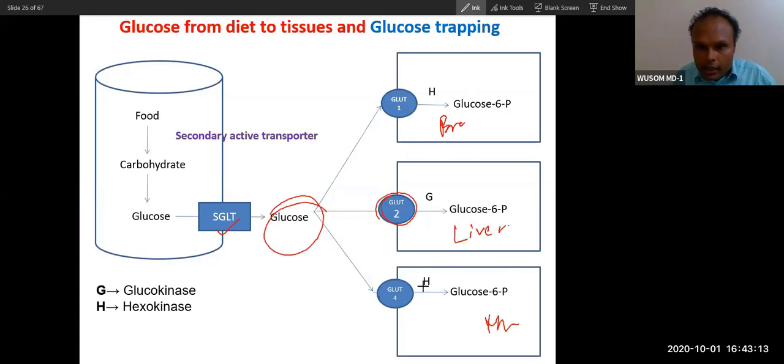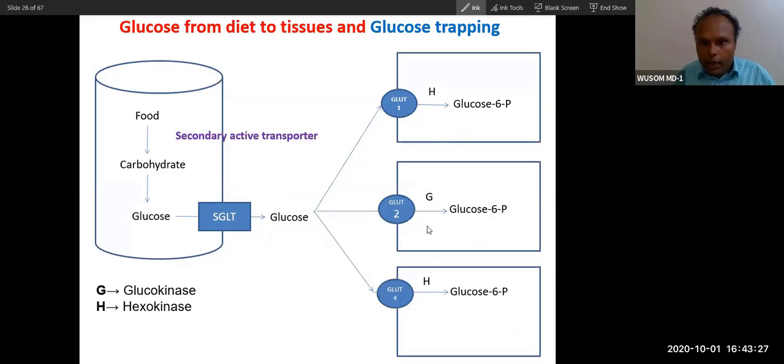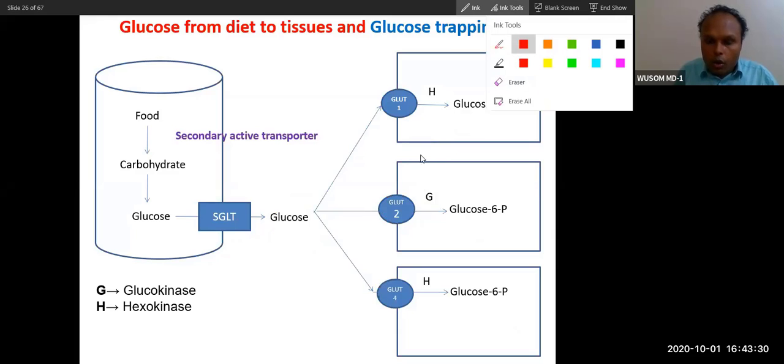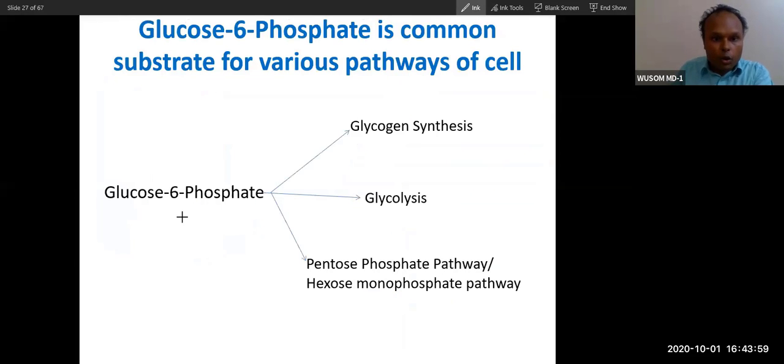As soon as it enters, it will be converted into glucose phosphate. In liver, it will be converted into glucose 6-phosphate by glucokinase. Elsewhere, it will be done by hexokinase. And GLUT2 has low affinity. Remember this: GLUT2 has low affinity, and glucokinase also has low affinity. Now, once glucose 6-phosphate forms, it can join either of these pathways based on the condition of the cell. It will either form glycogen, or undergo glycolysis or the pentose phosphate pathway.